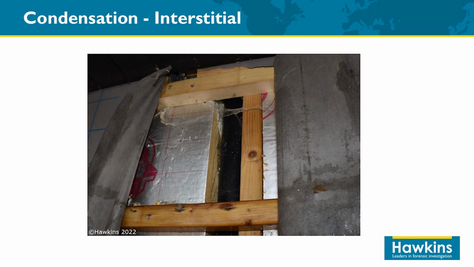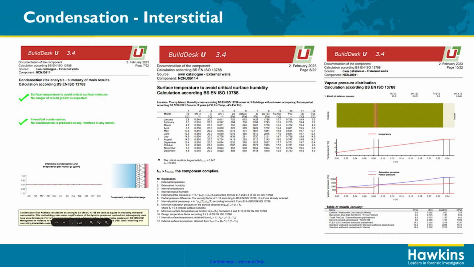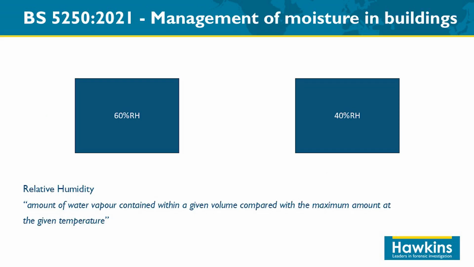The only real way to investigate interstitial condensation and look at it in more detail is to do calculations about how the building envelope is performing in different times of the year, because the conditions internally and externally will change, and this can affect its likelihood of condensation. There's a British standard to do with moisture, BS 5250, and it started introducing some of these concepts about humidity and mould and moisture.